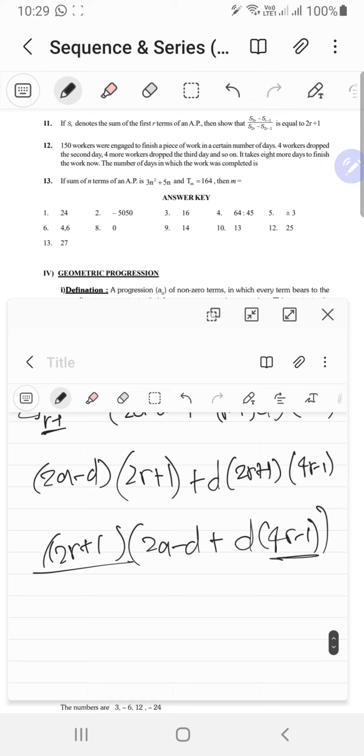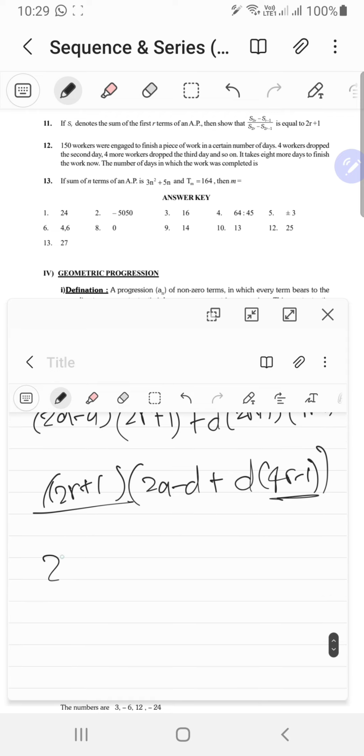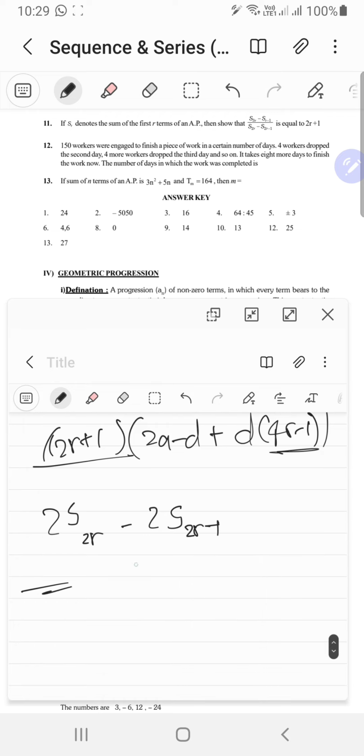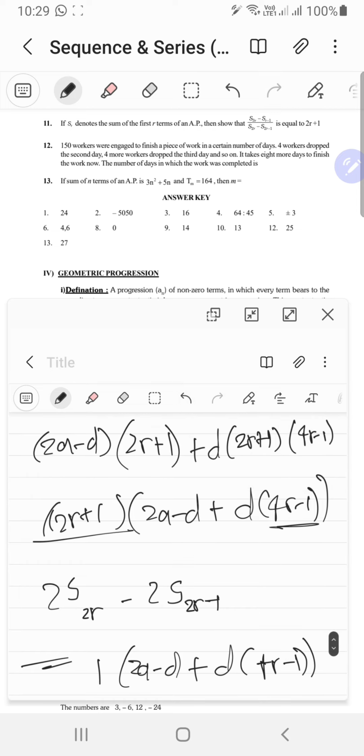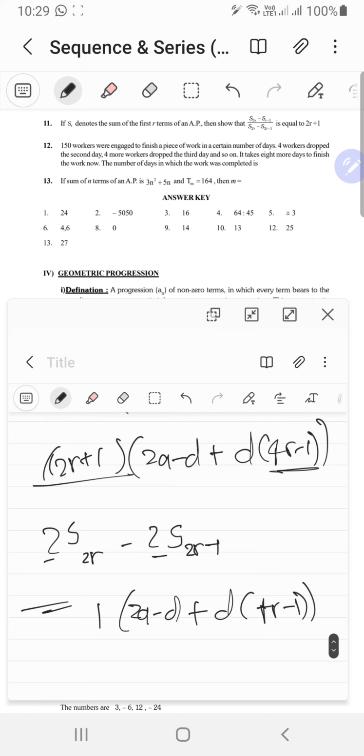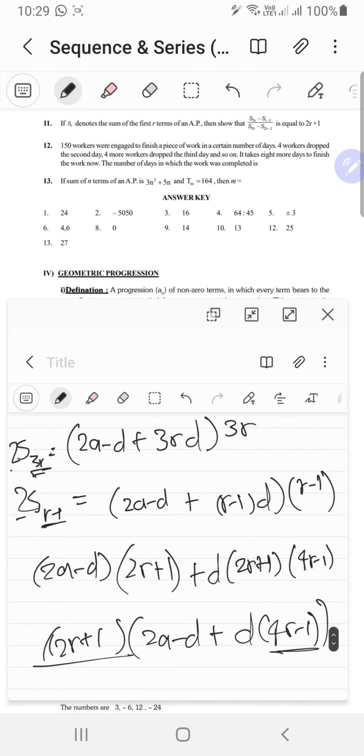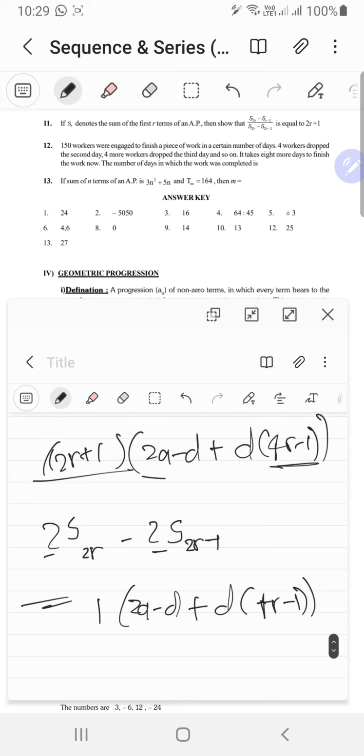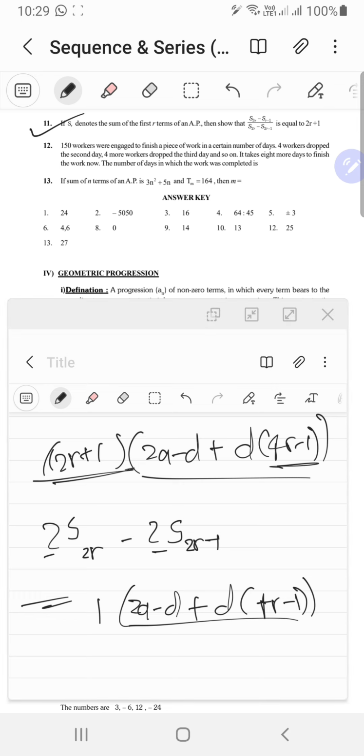Same thing you can do for the denominator. So 2S2R minus 2S(2R minus 1) equals, the difference of these two things is just 1, plus the sum of these two things, that is 4R minus 1 as well. So that's nice, 4R minus 1. You can see, taking the ratio, these two will get cancelled, and you'll just have this thing, 2R plus 1. Yeah, we did this, we proved this.